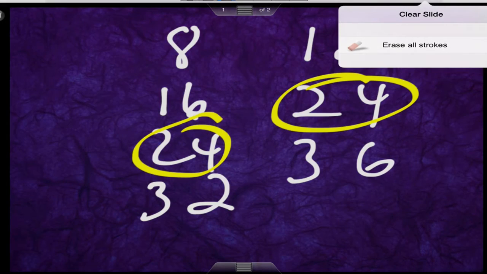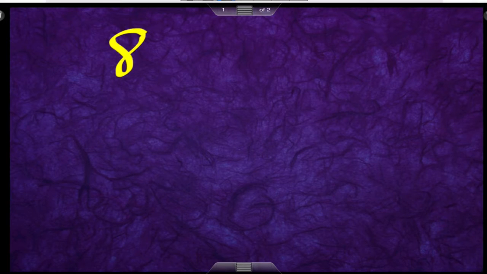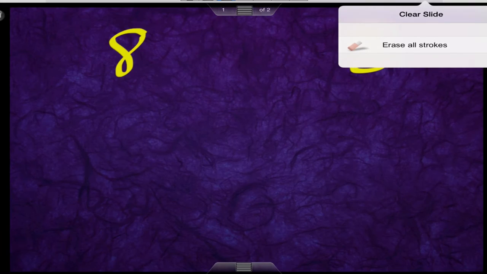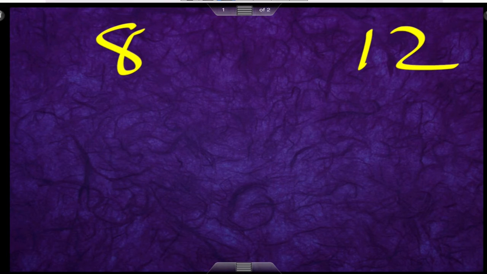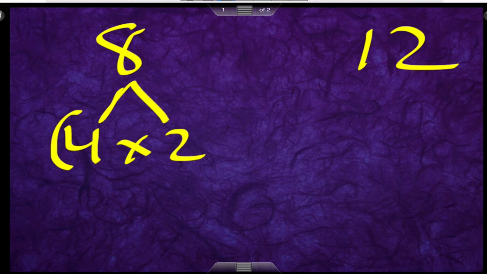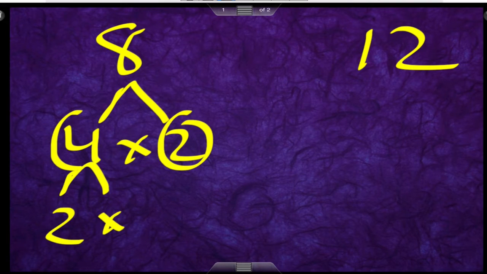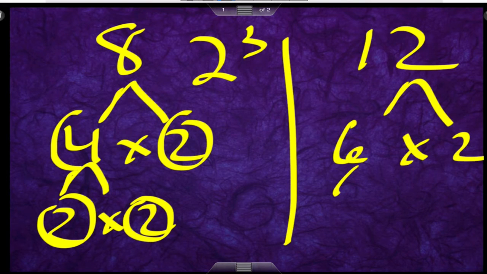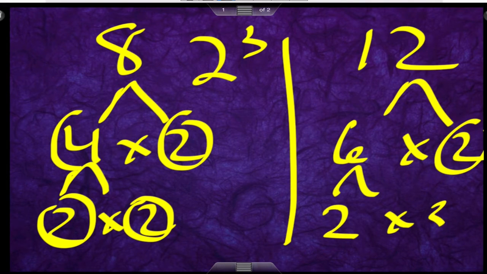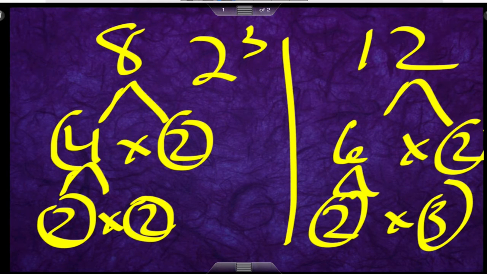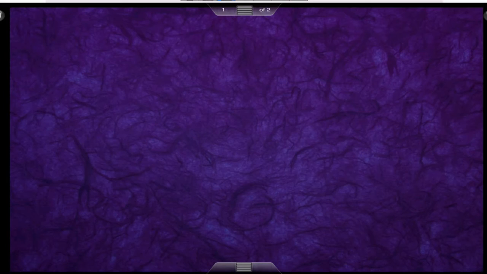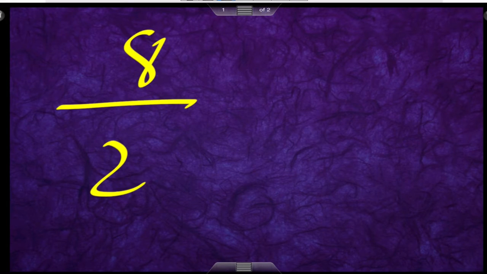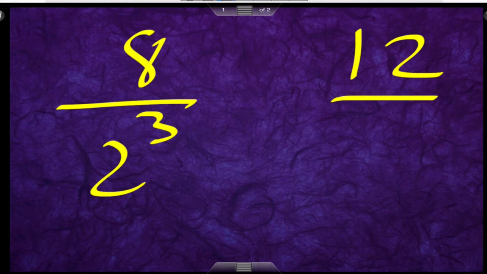There is another way to do this, and that is to make a factor tree, if you remember what a factor tree is. So I have 8 and 12, and I factor out 8. So 8 is 4 times 2, and then 4 I could break apart into 2 times 2. So 8 is 2 to the third power. 12 is 6 times 2, and then I have 2 times 3, so it's 2 to the second power times 3. So let me rewrite this. 8 is 2 to the third power, or 2 cubed, and 12 was 2 to the second power times 3.